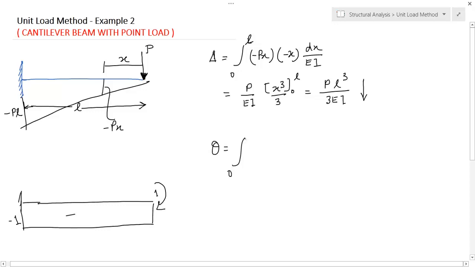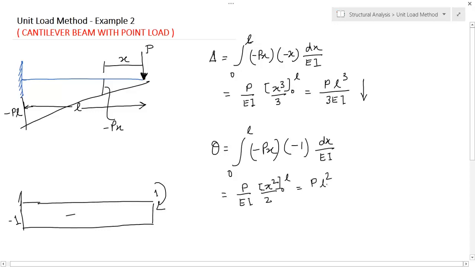So the slope is the integration from 0 to L of the product of the two moments. The actual beam moment is minus Px and the virtual one is minus 1. As you see, this is positive, so the slope is also in the direction of the applied moment. So if you draw the deflected shape, both are in the direction of the applied loads.